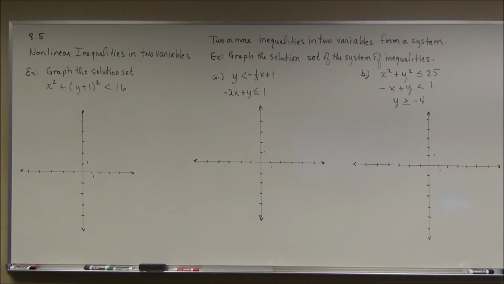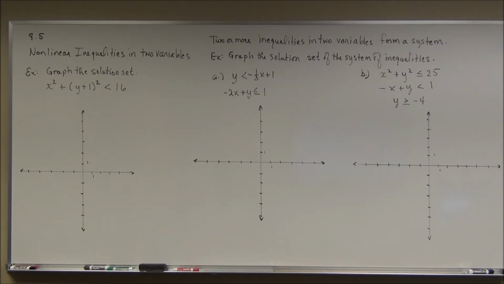And then we're going to look at that as a boundary, in this case not a boundary line, but a boundary curve. And then we'll determine if the curve is going to be solid or dotted, just like we were doing with the lines in the previous video. And then we'll determine where to shade.